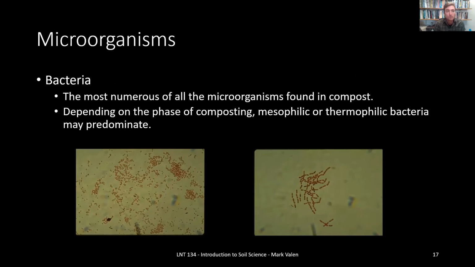Let's take a look at those microorganisms and understand a little bit more about them. So the primary organism in the compost is bacteria. Bacteria is the most numerous of all the microorganisms, and bacteria is literally found all over the planet. Depending on the phase of composting, it's either mesophilic or thermophilic bacteria, and there are many different species, and there are many individuals within that species. A large majority of the material is made up and produced by bacteria.